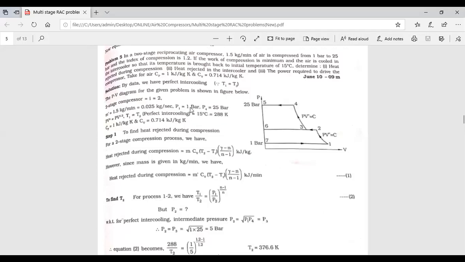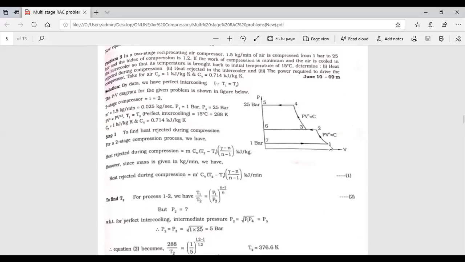In this problem, R is given and Cp is given and Cv is given directly, no problem. 0.714 is given directly. You have to substitute. Before that, you have to find out what is your intermediate pressure. Okay, intermediate pressure, as I said, very simple formula. P2 equals P3 equals square root of P1 into P4 for perfect intercooling.